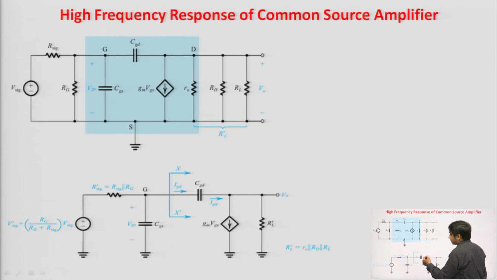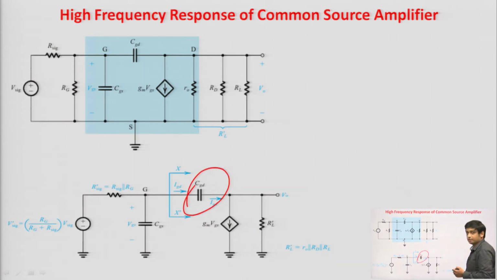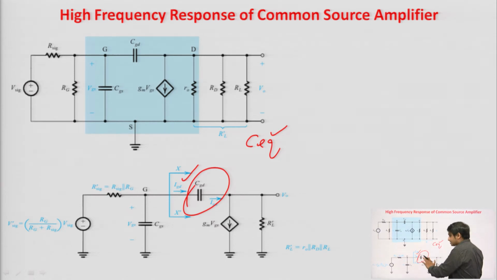How will the circuit come to know about the existence of this CGD? It will come to know about the existence of CGD because of this current IGD. So, we can replace this CGD with another capacitance called C equivalent, connected between gate and source, with the condition that the same current should flow through this C equivalent. The existence of CGD comes into the picture only because of this IGD.